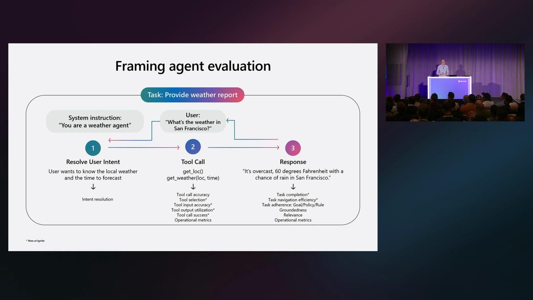Once the agent has figured out the intent, it then needs to call the right set of tools to provide a response. Here we provide several tool call evaluators and operational metrics to measure quality and success. Finally, as we get to step 3, we can use task adherence and other evaluators to measure whether or not the agent provided a high-quality response.